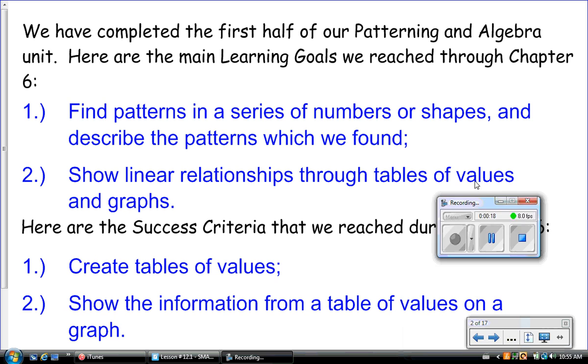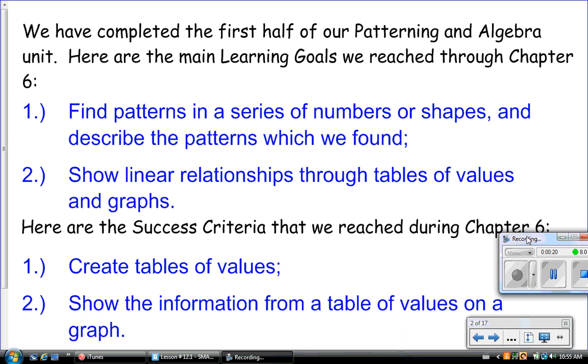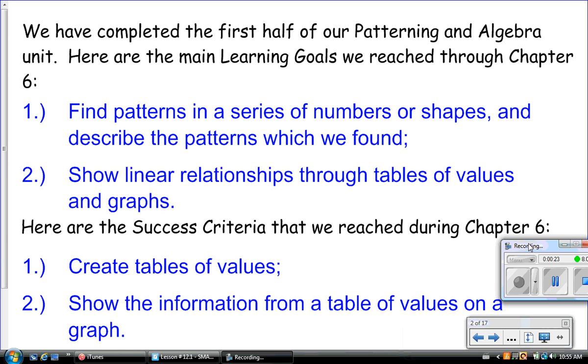Okay, just going to start off by reviewing some learning goals and success criteria. We have completed the first half of our patterning and algebra unit. Wow, did we do that quickly? That was all in favor of getting to the second and main half of our unit, which is, of course, algebra.